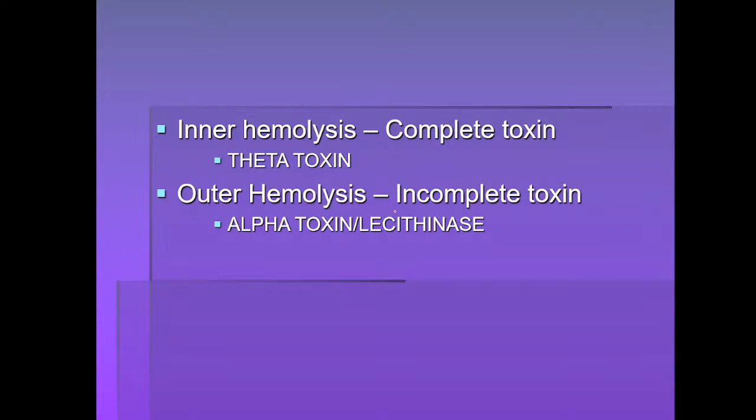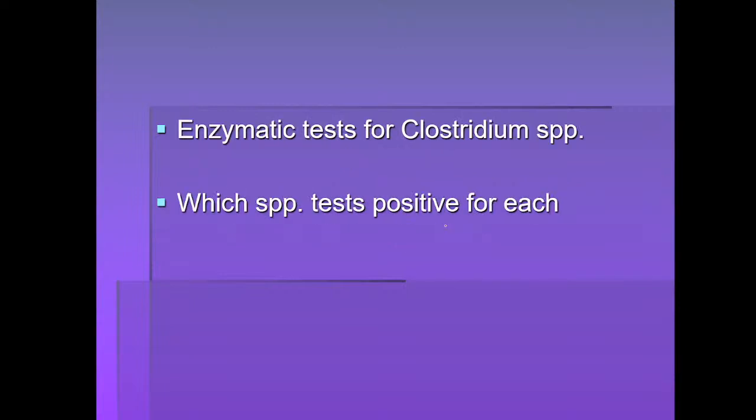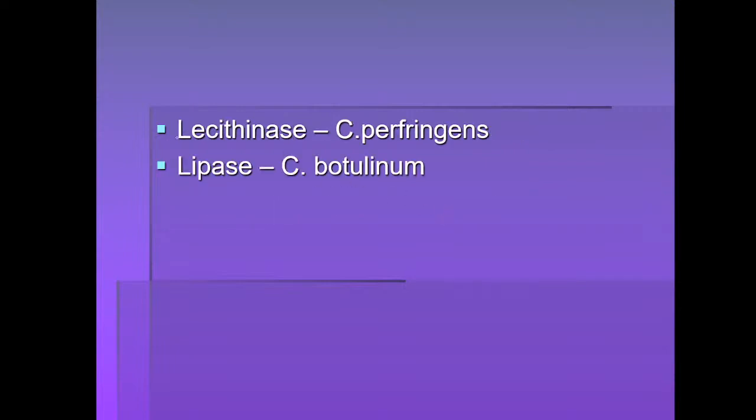Outer hemolysis is the incomplete toxins, which is a little bit lighter, and this is actually caused by the alpha toxin or the lecithinase. All right. Next, we have to talk about the enzymatic tests for Clostridium perfringens, lecithinase, and lipase. There are species of Clostridium that will test positive with lecithinase and lipase. It's actually lecithinase that would test positive for Clostridium perfringens and lipase for Clostridium botulinum.